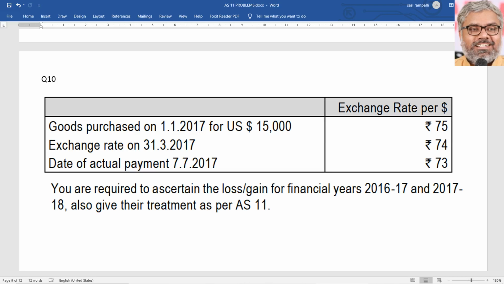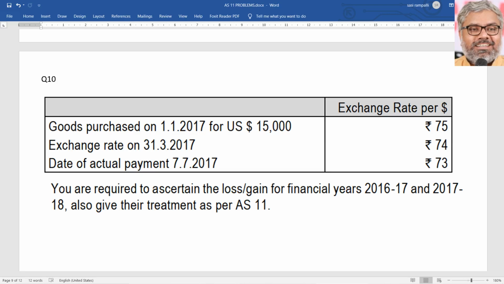11,25,000 rupees on 1/1/2017. On 31st March 2017, there is a gain of 1 rupee per dollar. That means creditors has to be reduced by 15,000 rupees. In that case, creditors account Dr. 15,000 to exchange difference account or exchange gain account 15,000. Then that exchange difference or exchange gain account has to be credited to P&L account. So exchange difference account Dr. to P&L account will be another entry on 31st March 2017.